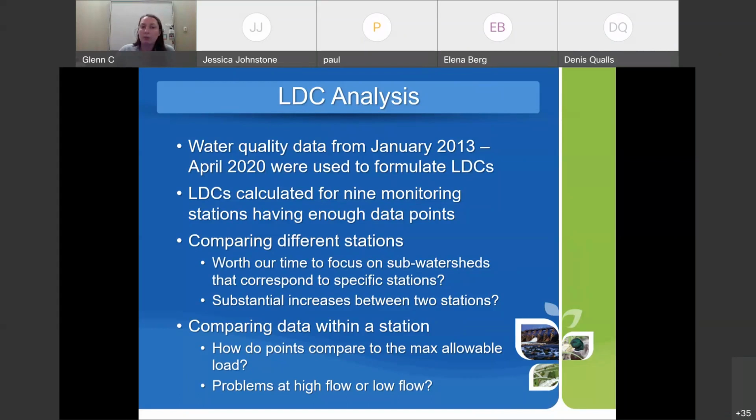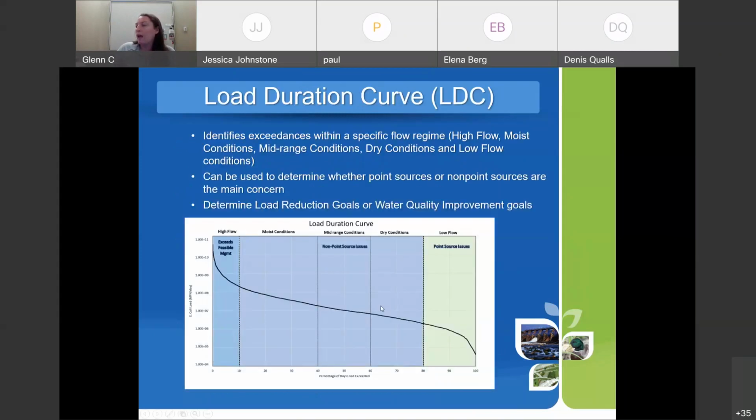So what type of land use or pollutant source contributed to an increase in loading. And we also compared data within one station and looked at the maximum allowable load determined by that established standard or screening level and determined where the problem may lie. So it could lie in our high flows, our moist conditions, mid-range conditions, dry flow, or low flow. And just so you're aware going forward, the steering committee did agree to select the mid-range conditions as our flow regime for our water quality improvement goals.